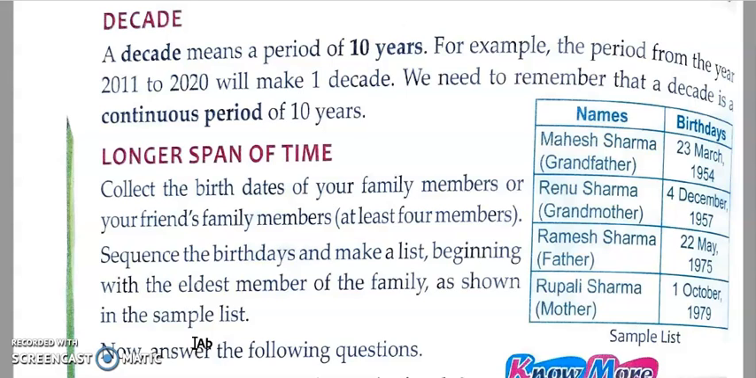And how will you prepare the list? First of all, you have to write the eldest member of the family, and in your family, your grandpa or grandma, they are the eldest person in your home. So first of all, you will write grandfather and his birthday, then grandmother and her birthday, then your father and his birthday, and then your mother and her birthday. Like this, you have to prepare a chart and write all family members' birthdays. This you can do in your rough book.